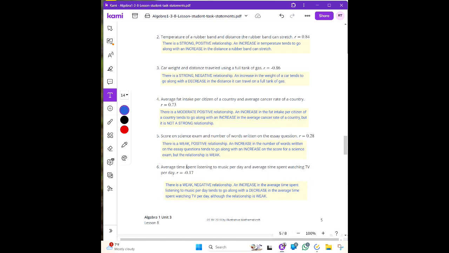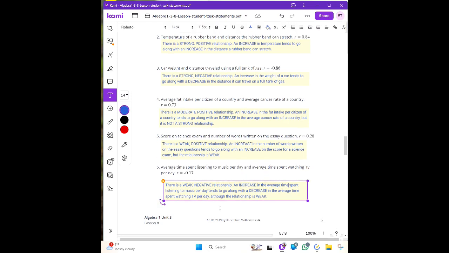And the next one, there is a negative relationship. Average time spent listening to music per day and the average time spent watching TV. So you would think that if you listen to more music, okay, the amount of time that you have to watch TV is going to be less. Okay, so there's a weak negative relationship. And so this is going to be the explanation for why that is.